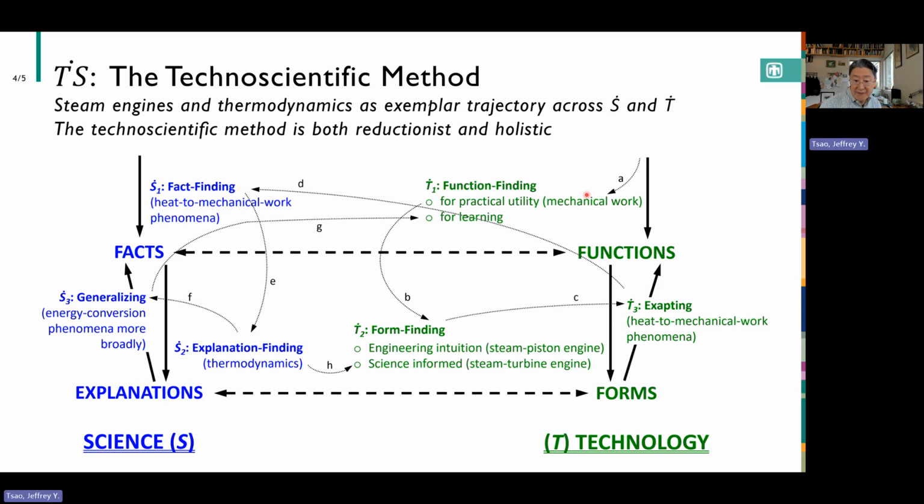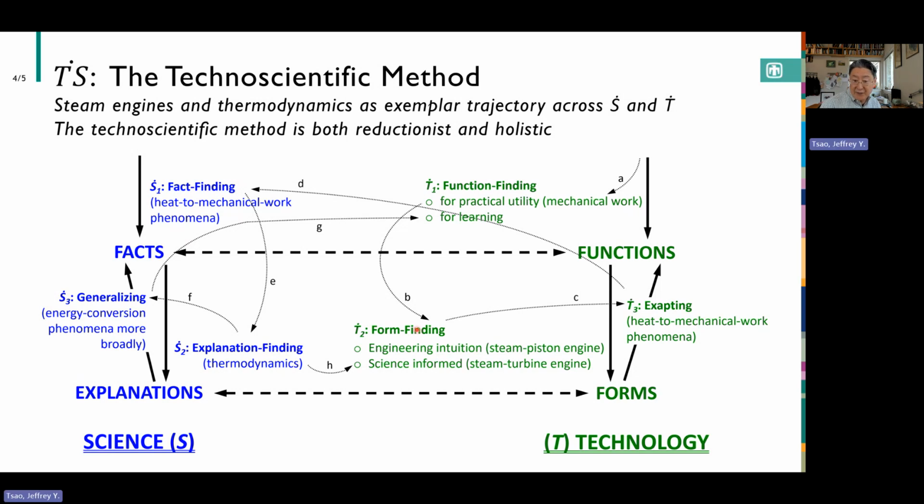Let's start with T1 dot, function finding. And here we add a nuance that function finding comes in two types. The first type of function finding is that which is motivated by practical utility, some practical human need like the desire to perform mechanical work. The second type of function finding is that which is motivated by learning, including scientific learning. This is the type that connects to S1 dot, fact finding. The motivation to find scientific facts inspires a technological function whose form can be used to find scientific facts.